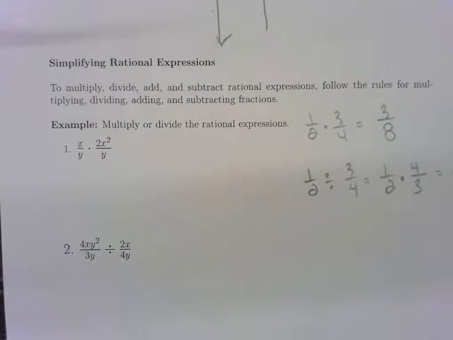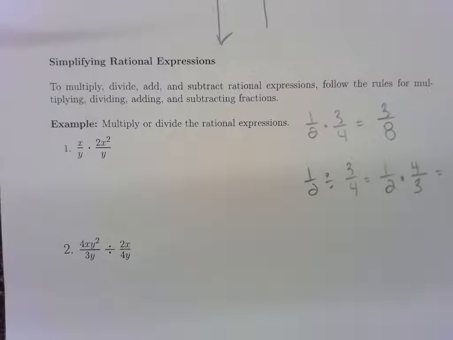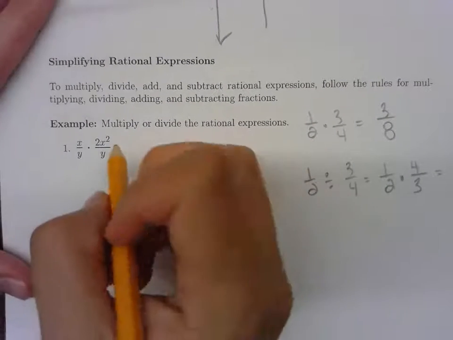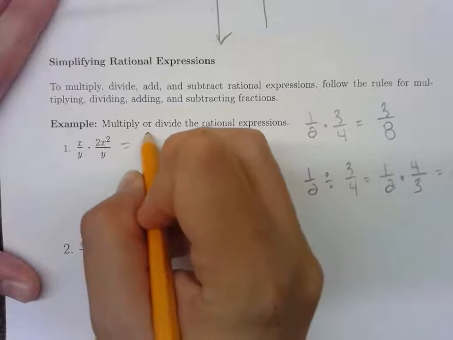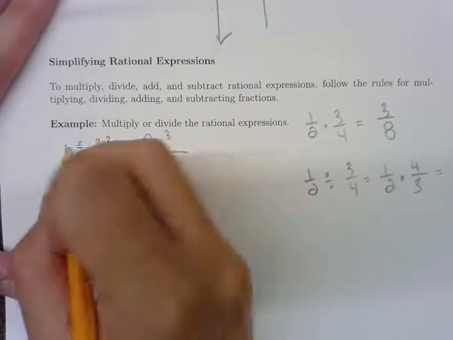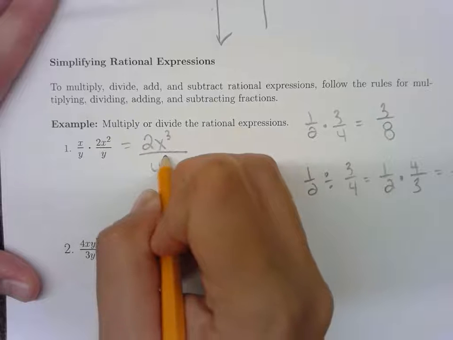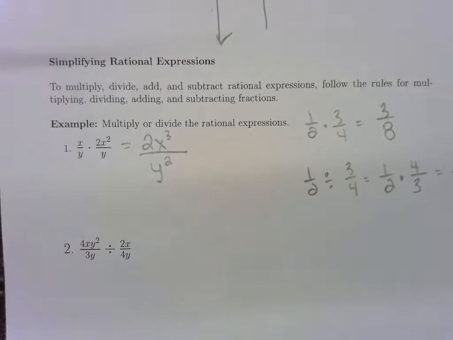Okay, so number 1 says x over y times 2x squared over y. So we're going to multiply here. This gives us 2x cubed, we're just multiplying straight across, over y squared. Okay, so that's all you have to do when you multiply rational expressions.